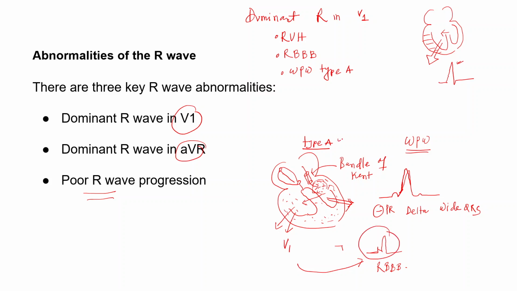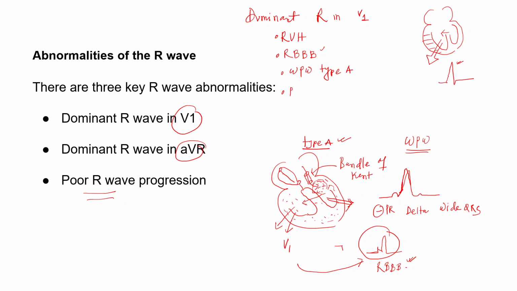So type A WPW will produce a picture similar to that of a right bundle branch block. And I have told you right bundle branch block will have a dominant R in V1. So WPW type A is equivalent to right bundle branch block in terms of the ECG representation, and WPW type B will be similar to left bundle branch block. Again, similar to RBBB, WPW type A will produce a dominant R in V1.